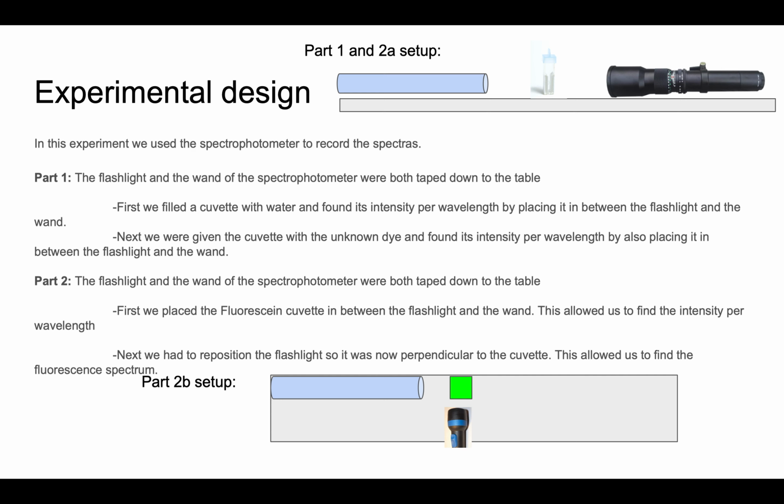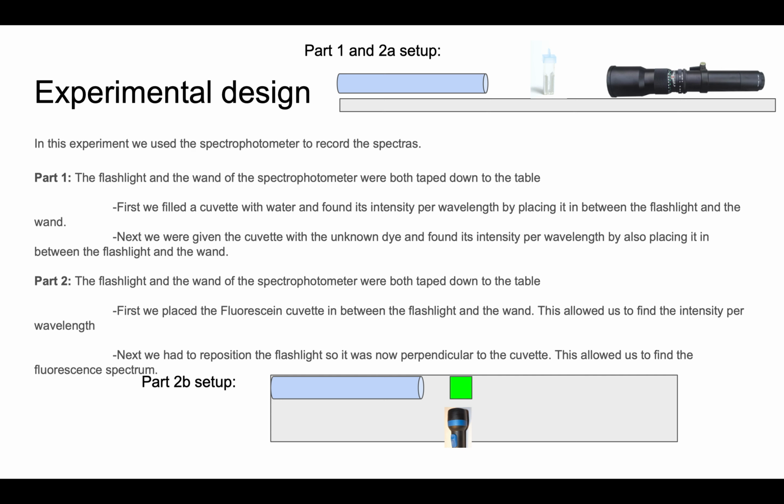In our experimental design for part 1, the flashlight and the wand of the spectrophotometer were both taped down to the table. First, we placed a cuvette with water in between the flashlight and the wand to find its intensity per wavelength. Next, we were given a cuvette with the unknown dye and found its intensity per wavelength by also placing it in between the flashlight and the wand.